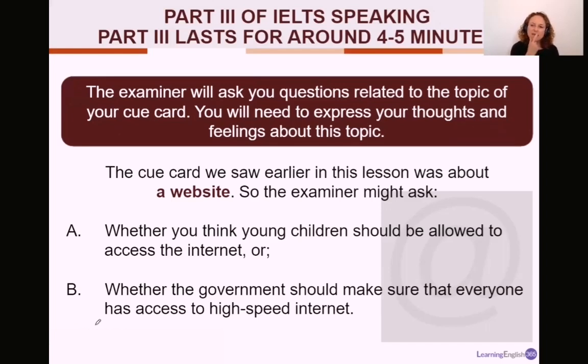In the example that we're using here, the question was about an interesting website you had visited. So the examiner might ask in part 3 some more in-depth questions related to that topic. And we've got some examples on the screen. Do you think young children should be allowed to access the internet? Should the government make high-speed internet accessible to everyone? So, it's questions that are in some way linked or related to the topic you were asked to prepare in the second part.